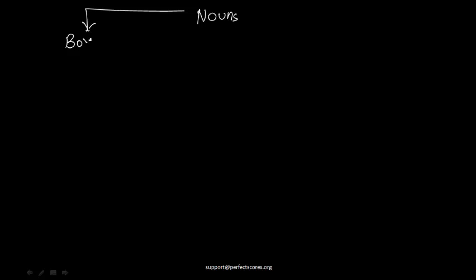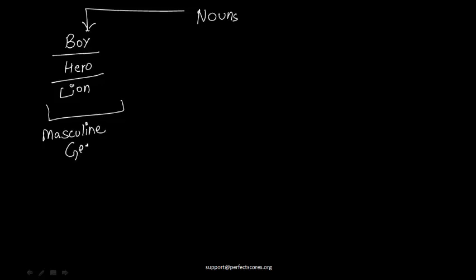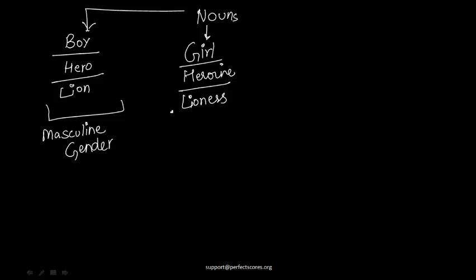When I use the word boy, it refers to the male of that species. Or if I use the word hero or even lion. So all of these are known as belonging to masculine gender. But if I take their counterparts, girl, heroine, lioness, these are the females of their groups. So all of this comes under feminine gender.